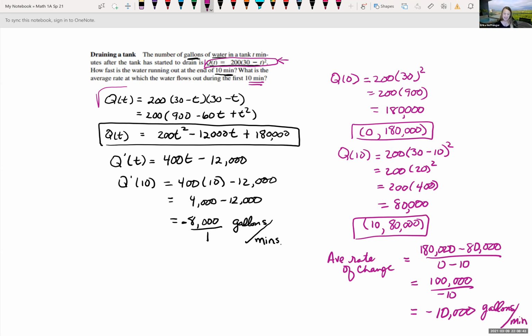So if I looked at the average rate of change between 0 and 10 minutes, it's pouring out about 10,000 gallons per minute. Exactly at 10 minutes, the instantaneous rate of change is only 8,000 gallons per minute. So we can think of that as it's slowing down how fast it's coming out of the tank.